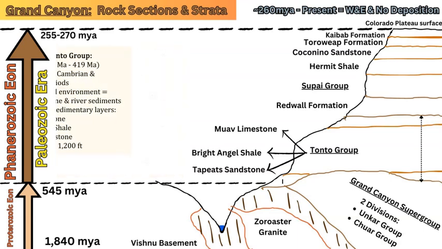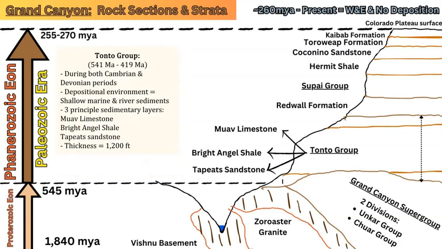The bottom layer is what's called the Tonto group. It is a unit of sedimentary rocks that are split into 3 layers, 3 strata. The bottom one is the Tapeats sandstone, the Bright Angel shale in the middle, and then a thin layer of Muav limestone at the top. So these sedimentary rocks represent a period in the Grand Canyon's history, or the plateau's history, whereby there was still water, a shallow sea or an ocean or a continental shelf, where the limestone, the shale and the sandstone all formed.